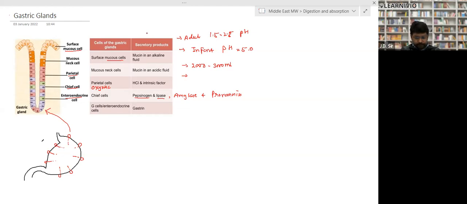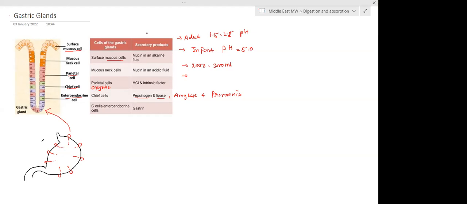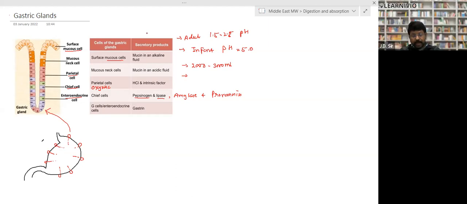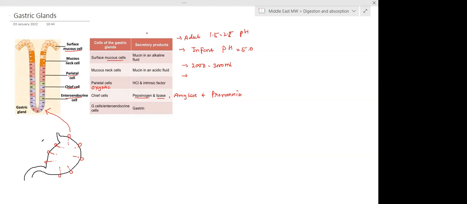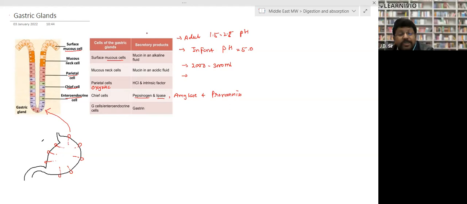It has three enzymes, gastric lipase, comma, gastric amylase, and HCl. So this was about the gastric gland.